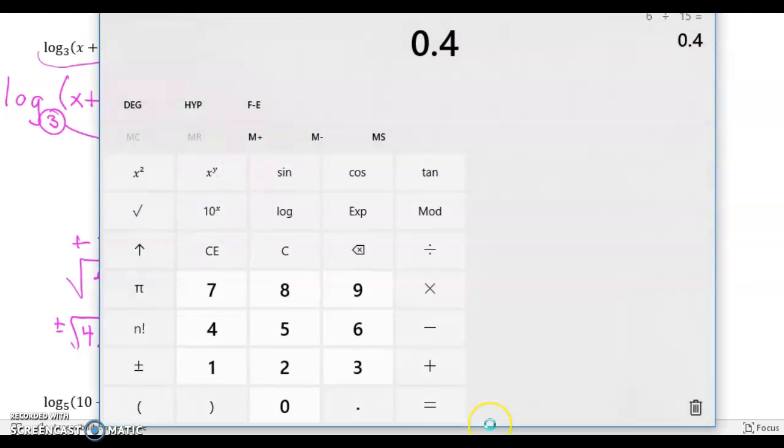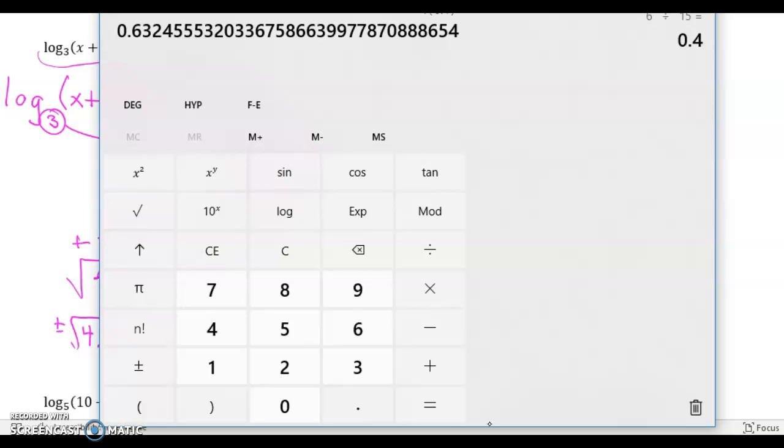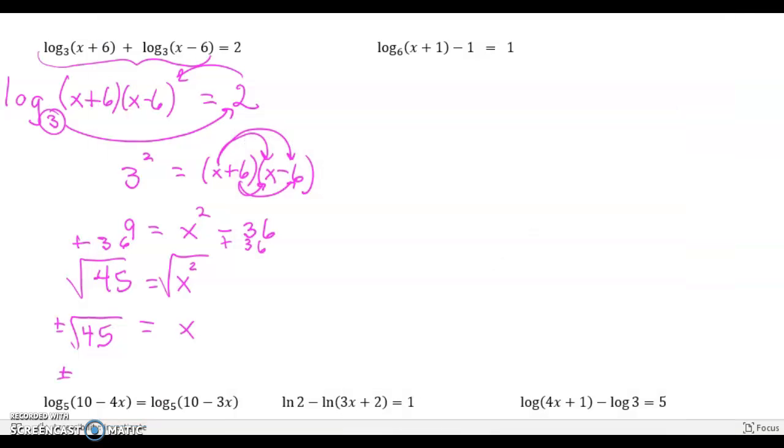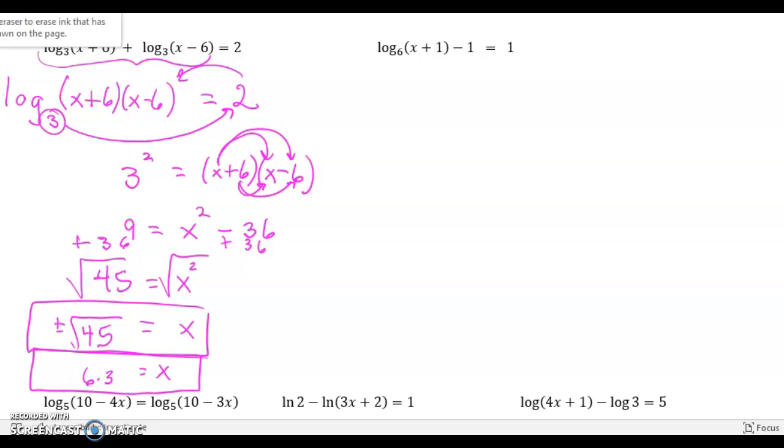If I bring up my calculator, the square root of 45 is 6.3. So we've got positive or negative 6.3 equals x. Okay, this is an exact answer. This is, of course, a decimal value. Let's see if we can plug in negative 6.3. Negative 6.3 plus 6 gives me a negative number. So negative 6.3 is not a working answer. Positive 6.3 will be fine.